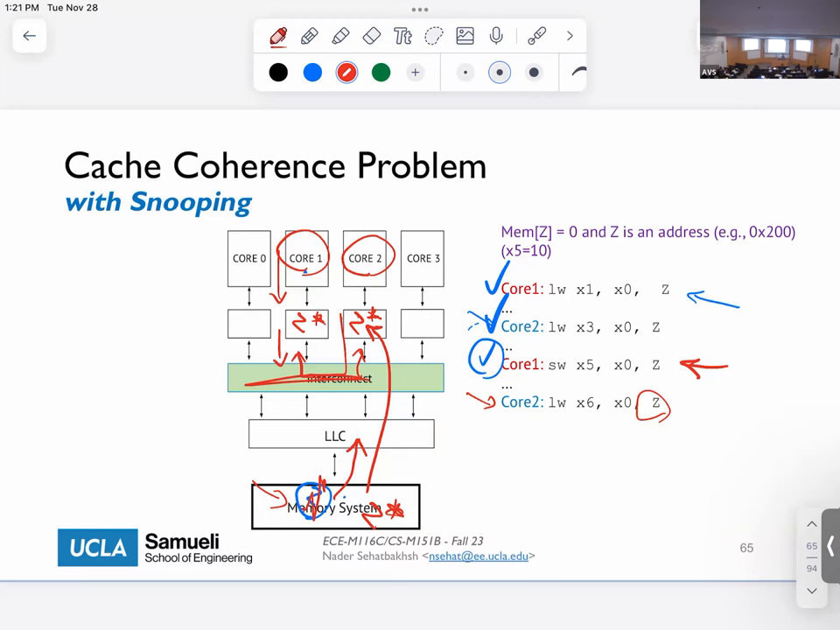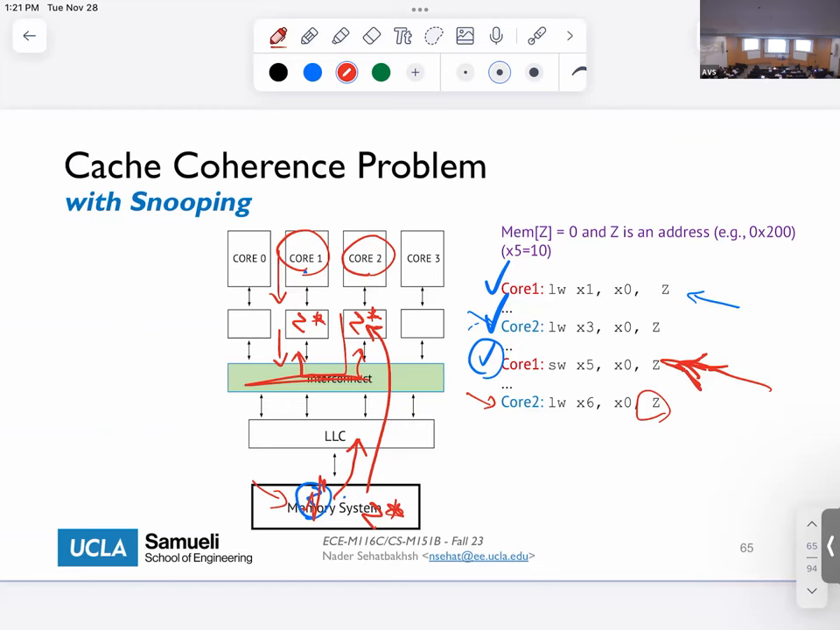On the write miss. Where is it, write miss? No, here, you mean here? No, we don't do write back here, right? So at this point, the question is, why do we do write back here? We don't do write back, okay?